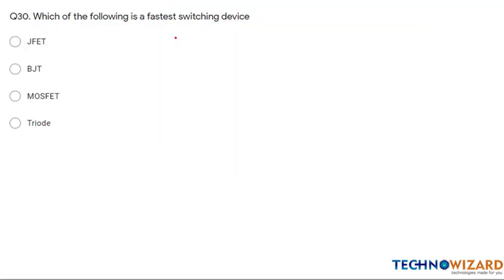Now next question, question number 30. Which of the following is the fastest switching device? If they are asking which is the fastest switching device, then the fastest switching device is MOSFET. Therefore option C is the correct answer.